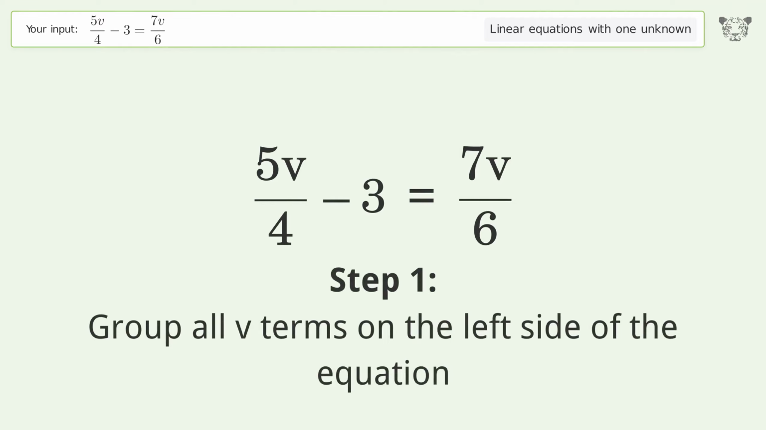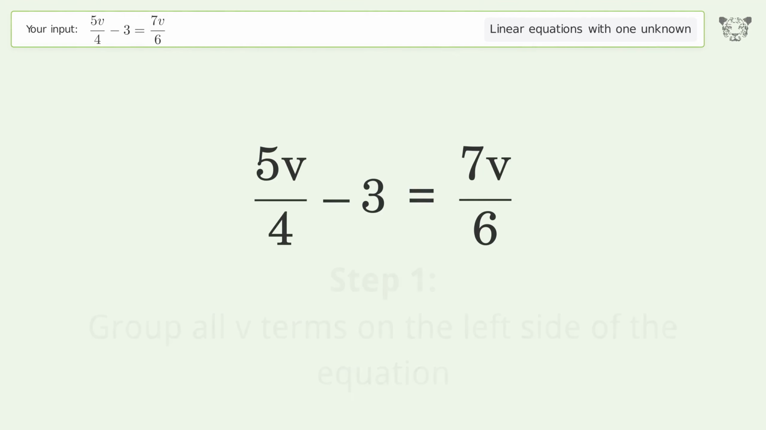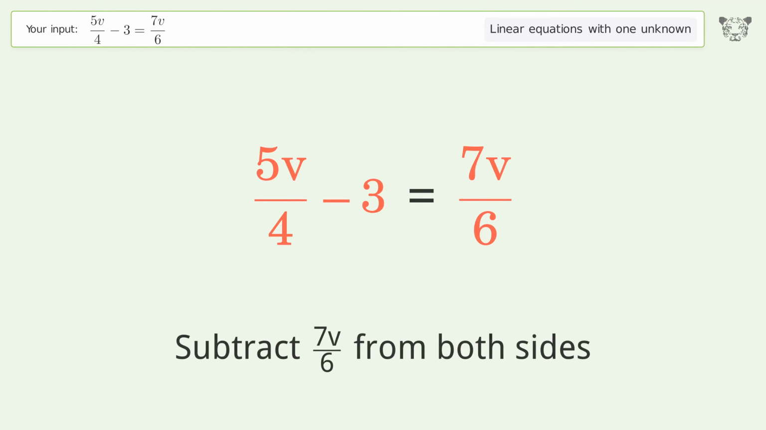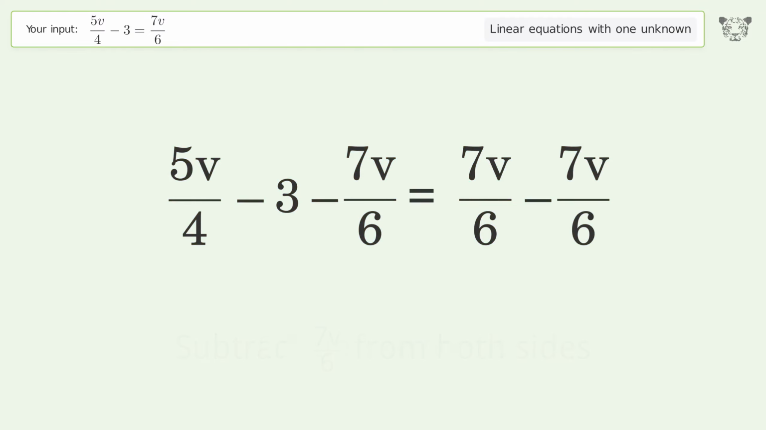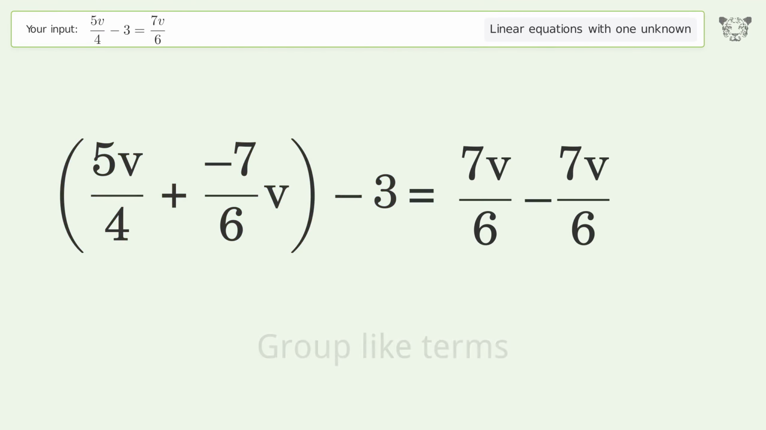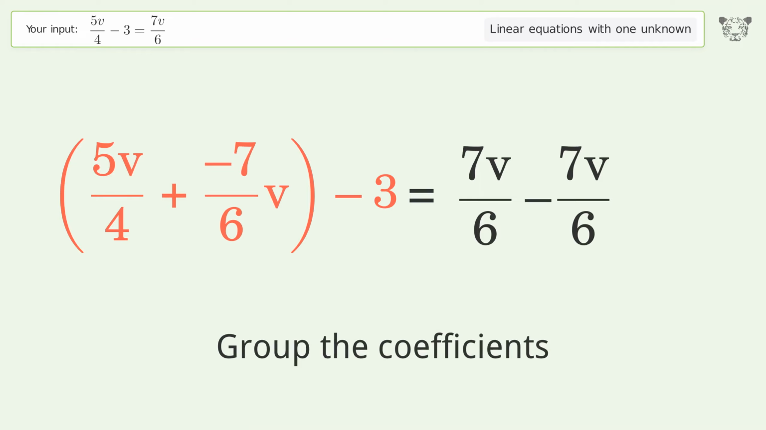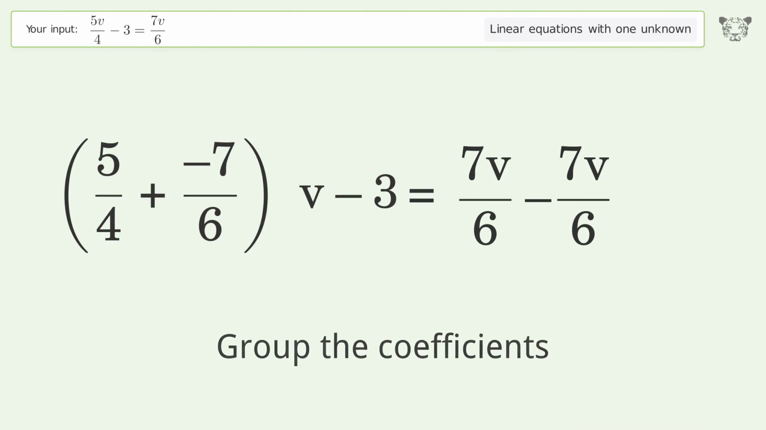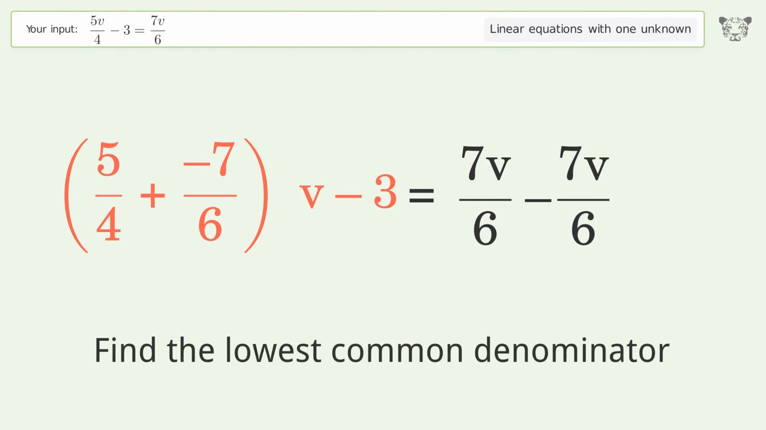Group all v terms on the left side of the equation. Subtract 7v over 6 from both sides. Group like terms. Group the coefficients. Find the lowest common denominator.